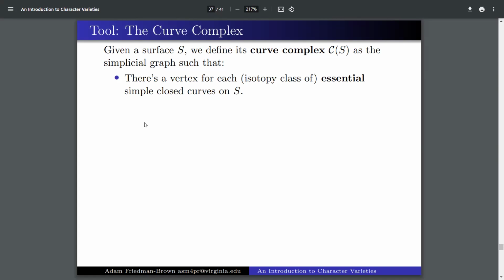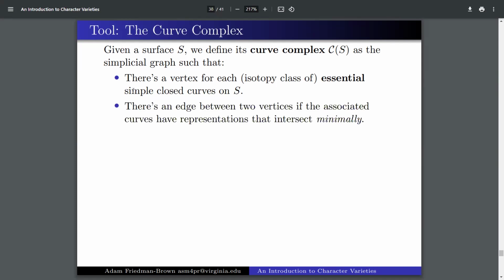This is a graph where simplicial just means it has vertices, edges, triangles, tetrahedra, and simplices as its objects. So there's a vertex for each essential simple closed curve up to isotopy. Essential here means, well, for one non-trivial, it also means not a boundary curve, and it's not homotopic to a puncture if S has a puncture, and also not bounding a Mobius band if S is non-orientable. And so there's a vertex for each isotopy class of these simple closed curves, these loops that don't intersect themselves.